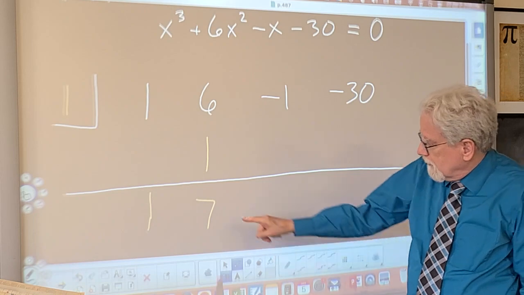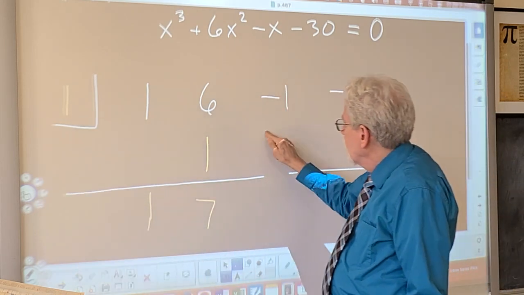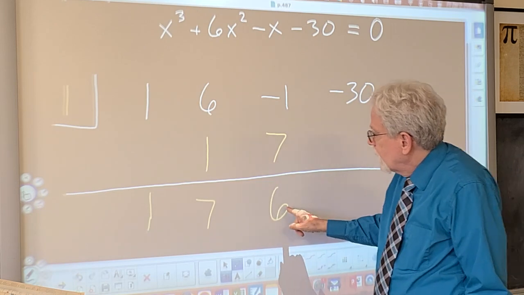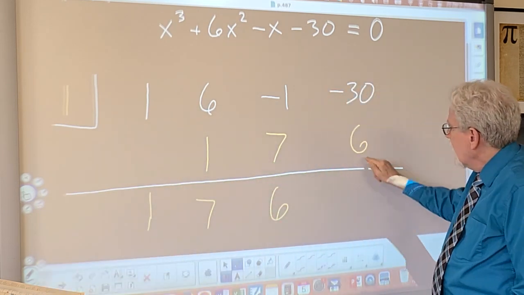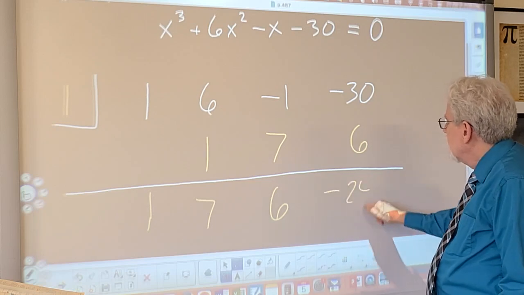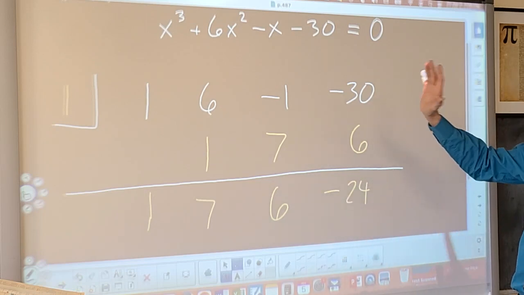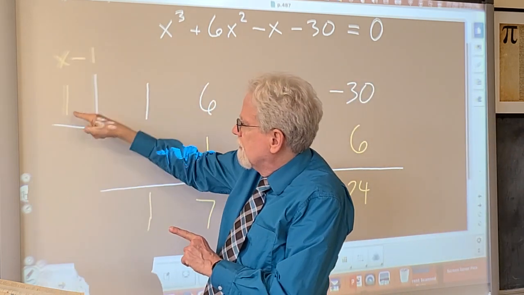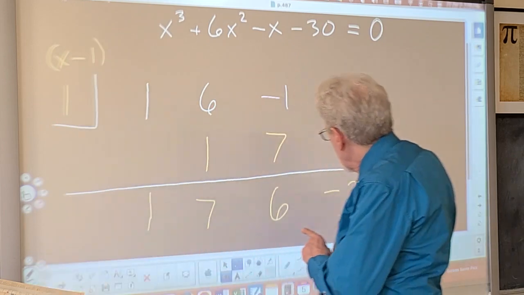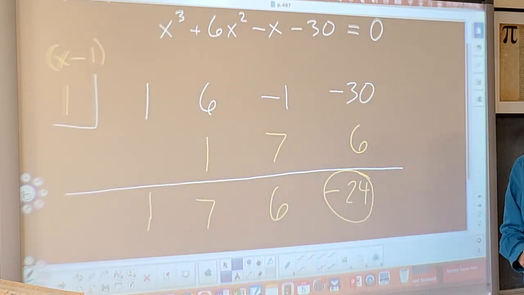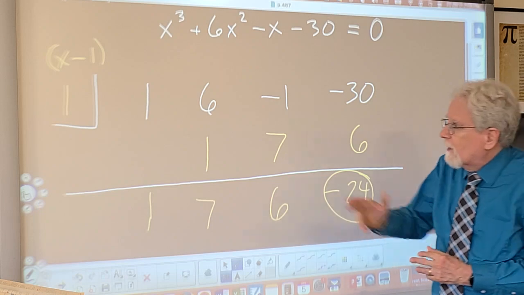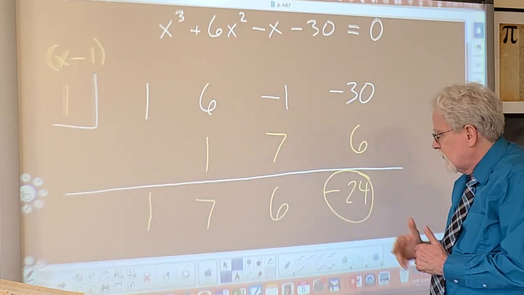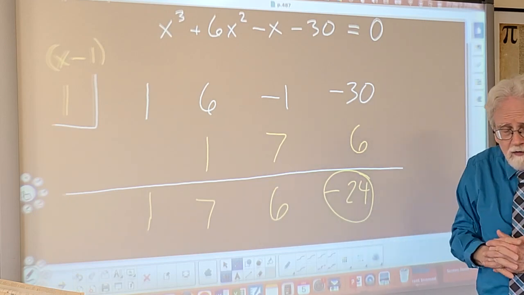Then we do it again. 7 times 1 is 7. And we add. That gives us 6. We have 6 times 1 is 6. We add, we get -24. And what does that tell us? This says if we were to divide by x minus 1, we would get a remainder. If we would get a remainder, that means that x minus 1 did not go evenly into this thing because we got a remainder. So it didn't work.